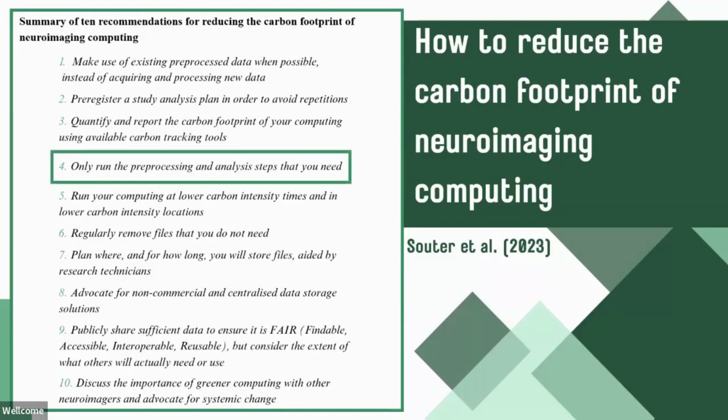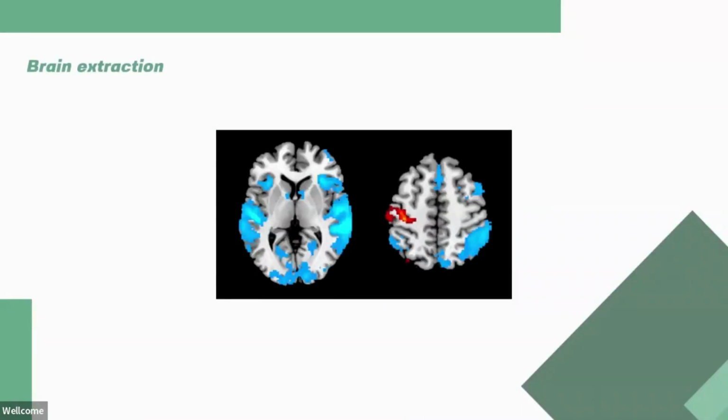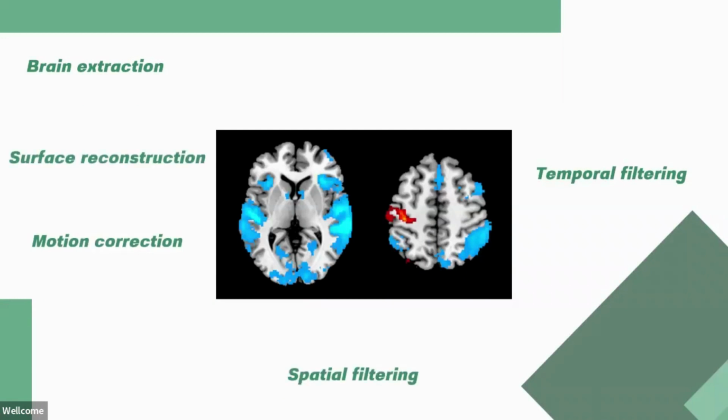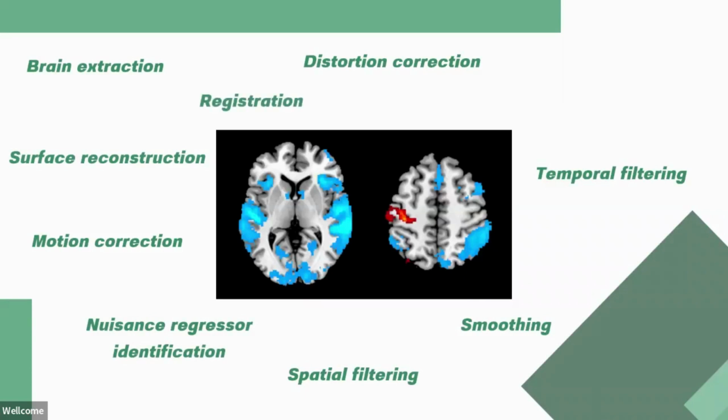And today I'm going to focus on recommendation 4 here, which is only running the data pre-processing and analysis steps that you need for your research purposes. And this is important because in human neuroimaging, as some of you will know, there's a huge number of pre-processing steps you need to run your data through to get it from a raw, unprocessed format to a nice-looking one that you can use in analysis.